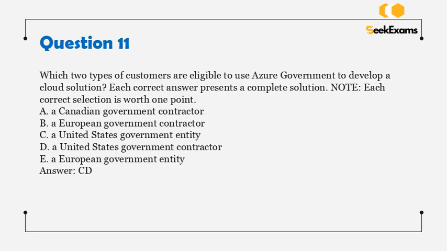A. A Canadian government contractor. B. A European government contractor. C. A United States government entity. D. A United States government contractor. E. A European government entity. Answer: C, D.